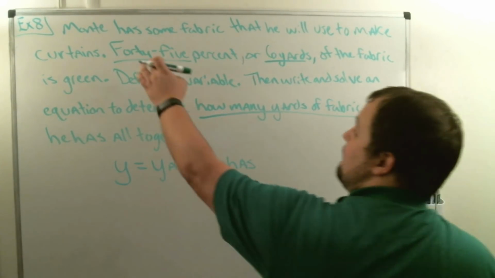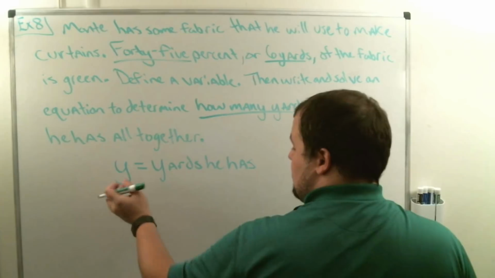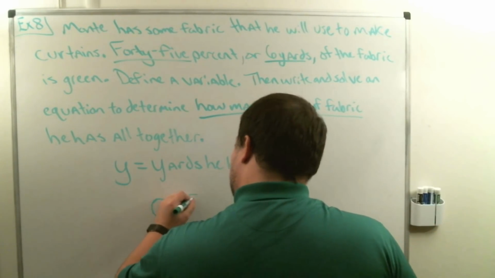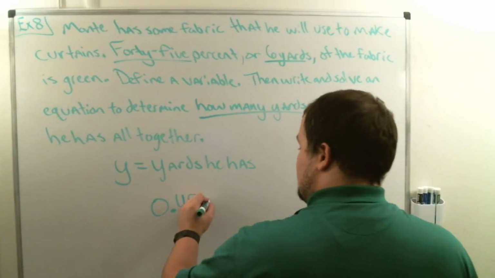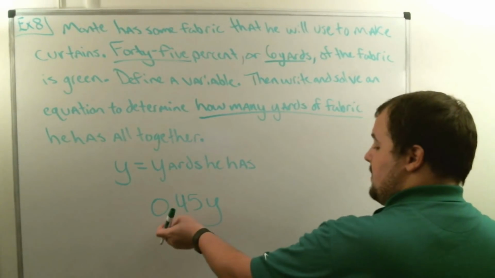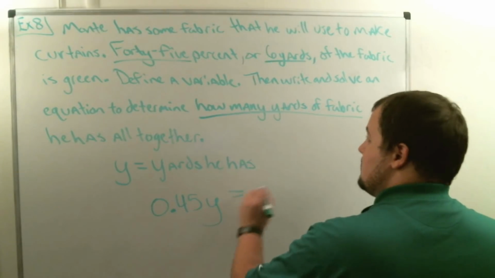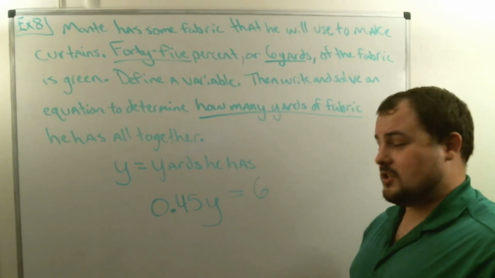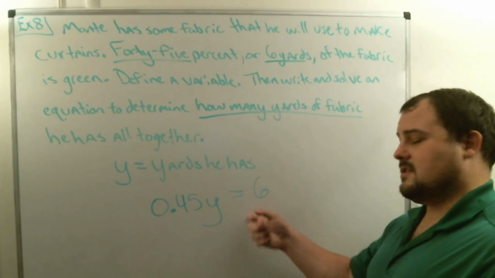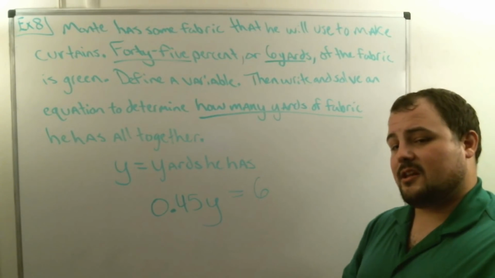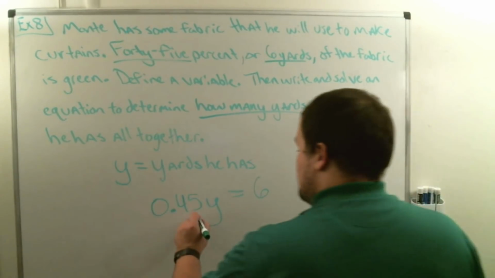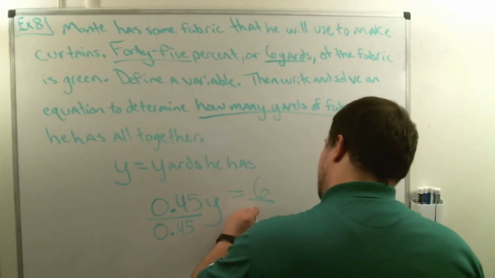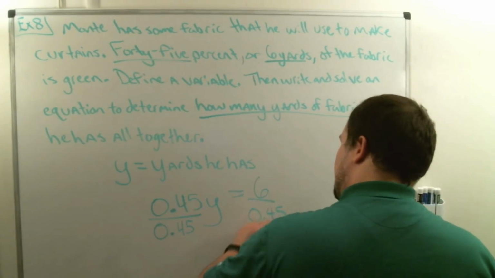So we know that 45% of however many yards he has, and 45% is the decimal 0.45, of the yards he has. The word of means times, so 45% times the yards he has is equal to 6 yards. So this is how I came up with my equation. 45% of the yards he has is equal to 6 yards. We're going to change that letter Y to the number 1. So we're going to divide by 0.45 on one side, and divide by 0.45 on the other.